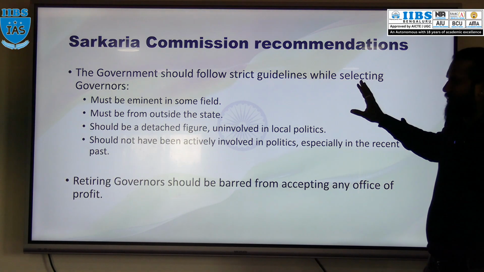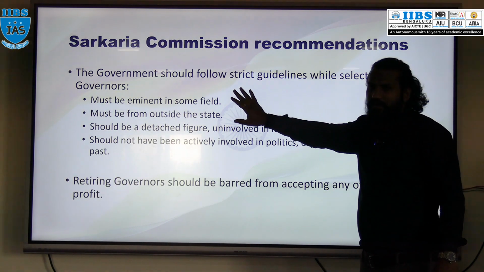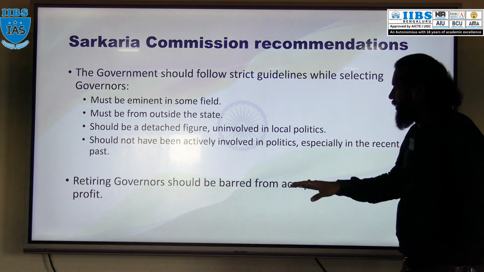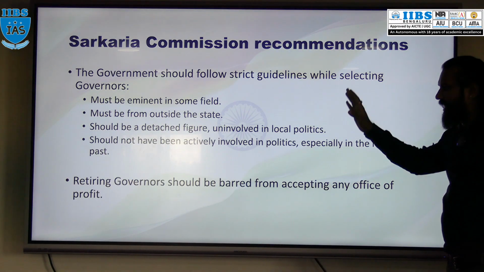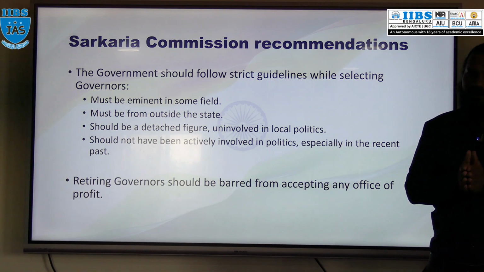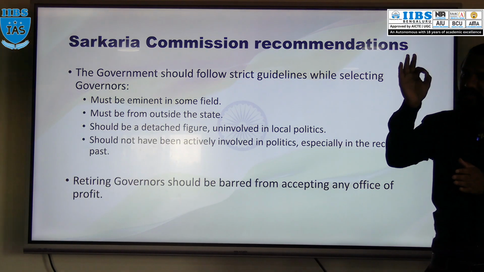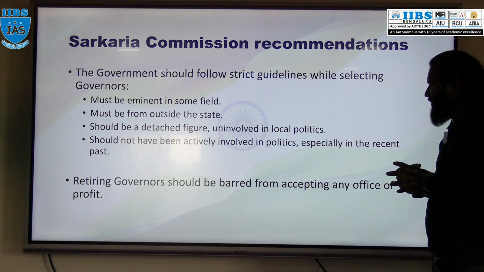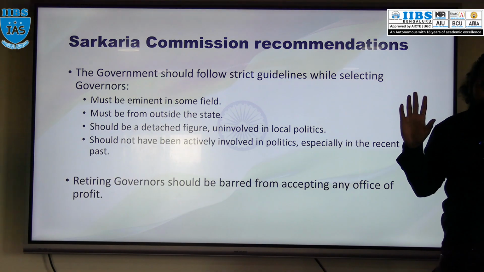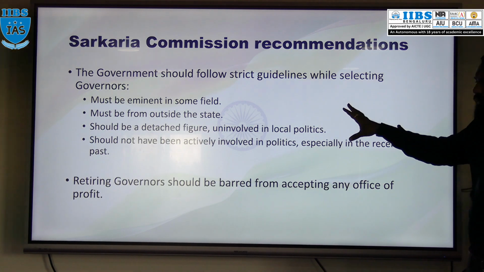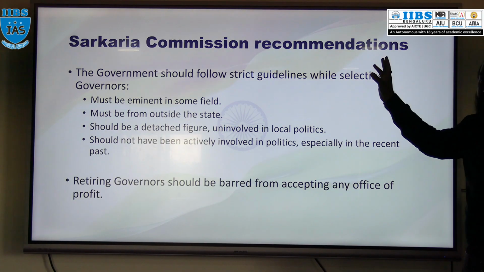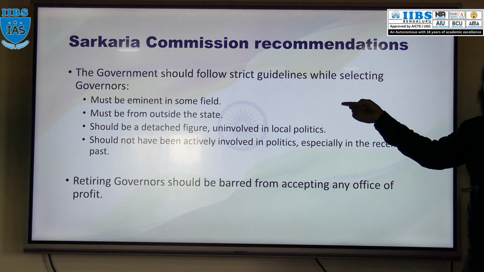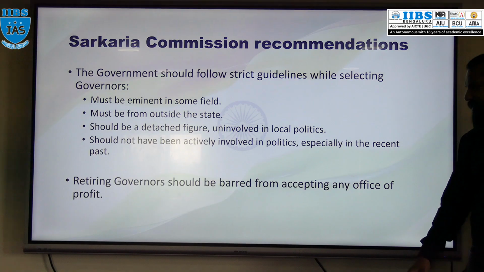This committee gave the recommendation: expertise in some field, must be from outside that state, and should not be actively involved in local politics. And it is a detached figure. That means zero involvement in politics, no face value in politics, that kind of thing, and not actively involved in politics, especially in recent times. Got it? So these are the points. Sarkaria Commission says that the central government has to consider these points while appointing the governor to a particular state.